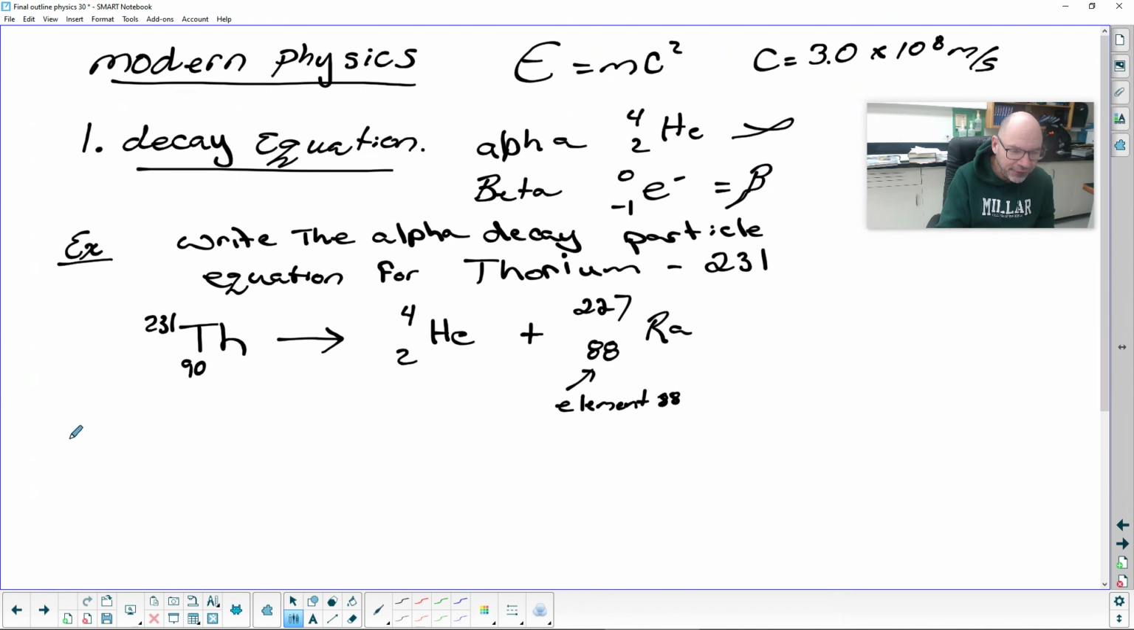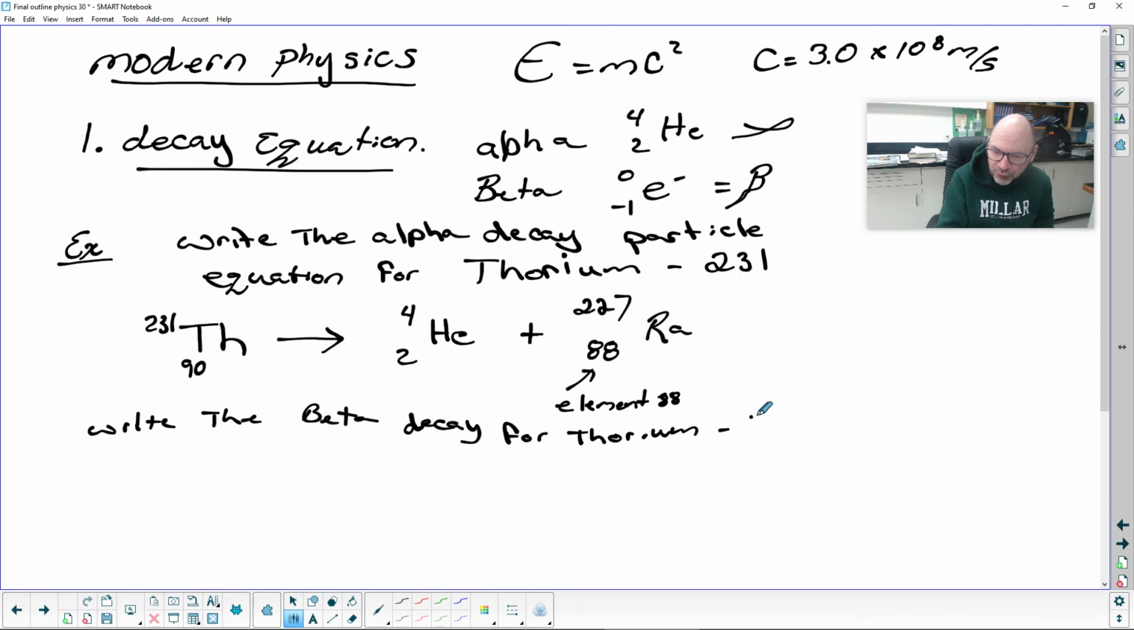Let's do another one with the other particle so you see both of them. Let's say, write the beta decay, we'll use the same thing for thorium 231. Okay, so we start the same way.